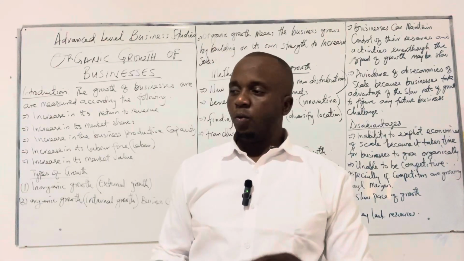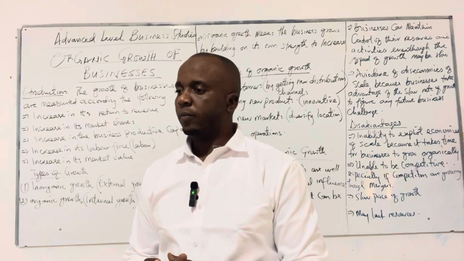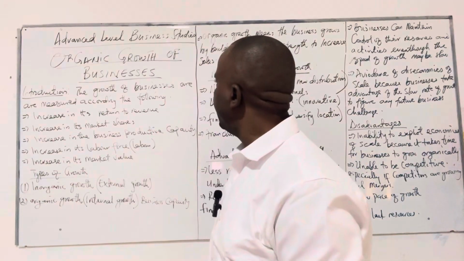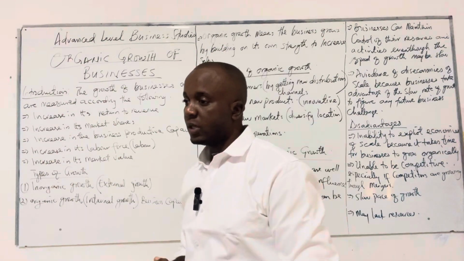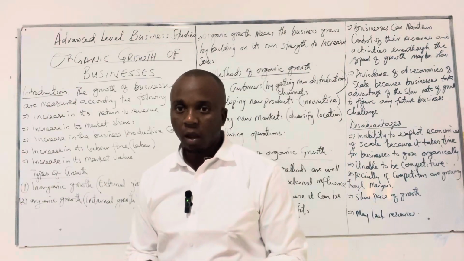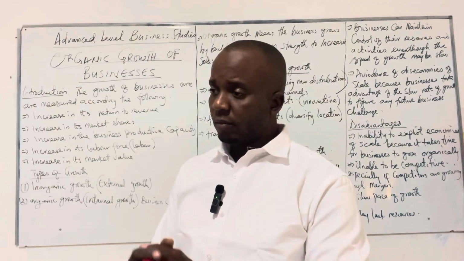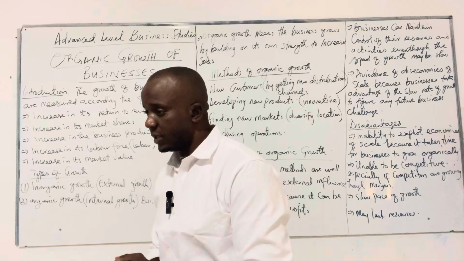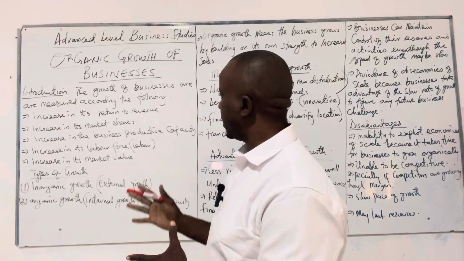So today we are talking about the organic growth of businesses. This is advanced level business studies, chapter 6 of the Cambridge curriculum. So we are talking about the organic growth of businesses. Now, first of all, the introduction: what is growth?